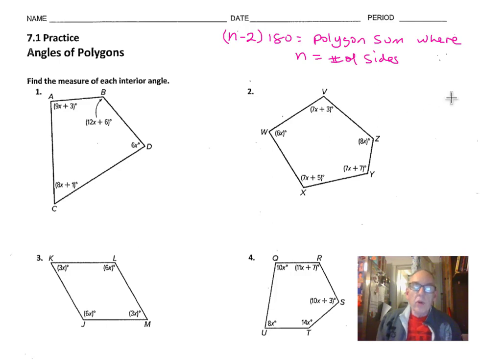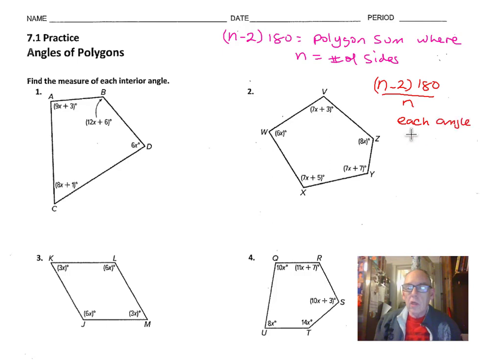If we have a regular polygon, we have a little bit of a different formula: n minus 2 times 180, which is the total number of degrees, divided by the number of equal angles, which is equal to the number of sides, gives us what each angle in a regular polygon measures.